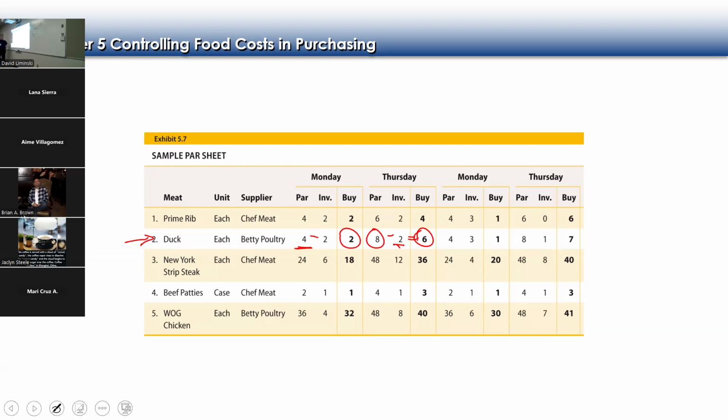Because if we did, that would be 4, 12, 16. We'd order 24 cases, right? And if we think about what we've actually used, that's not that much. So if we always order the par, we're going to be ordering way too much, okay? Unless, of course, we're out of product. If we're out of product, we're going to have to order the par.